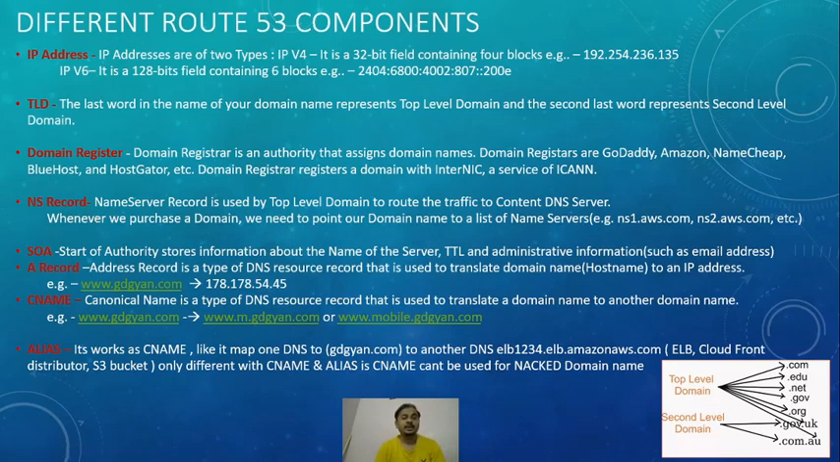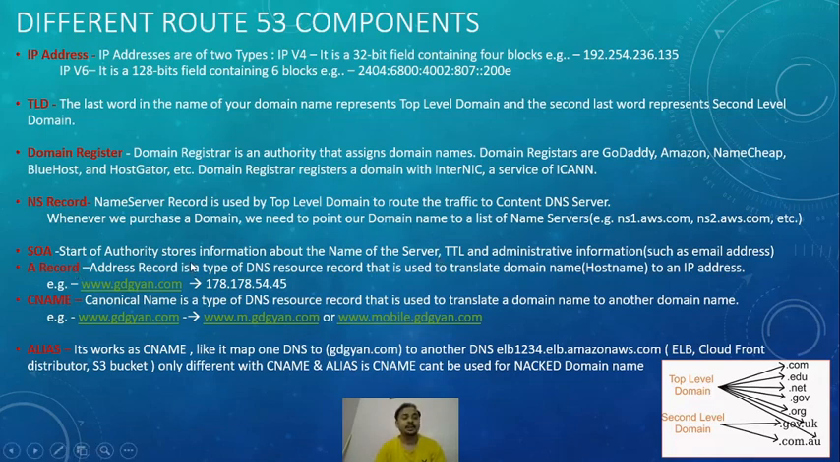NS record, or name server record. Whenever you get a domain registered through your domain registrar like GoDaddy or Amazon, you would definitely get an IP address and the domain name, for example www.gdgyan.com. Along with that you'd get name server records, which look like ns1.aws.com, ns2.aws.com. For one domain you would get 4 to 6 name servers, which ensures that at least one name server is running, a kind of fault tolerance method.